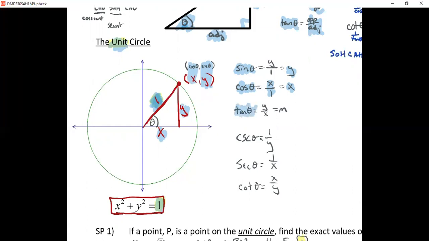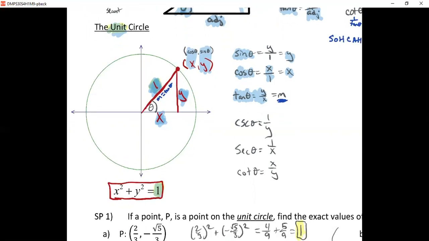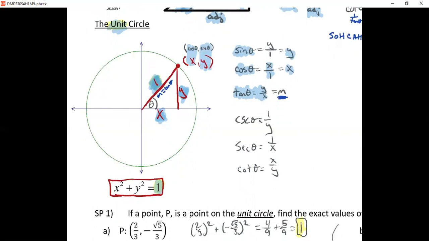Tangent of theta is opposite over adjacent, so y over x. I like to tie that into slope. The slope of this radius is my tangent of theta. Cosecant of theta is the reciprocal of sine, so 1 over y. Secant of theta is the reciprocal of cosine, so 1 over x. And cotangent of theta is the reciprocal of tangent, so x over y.